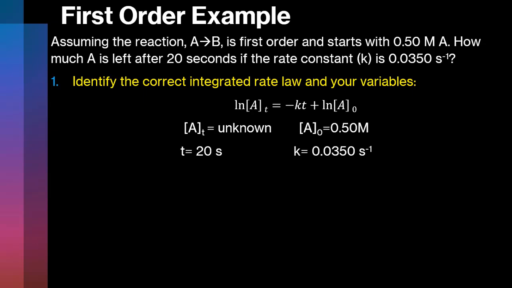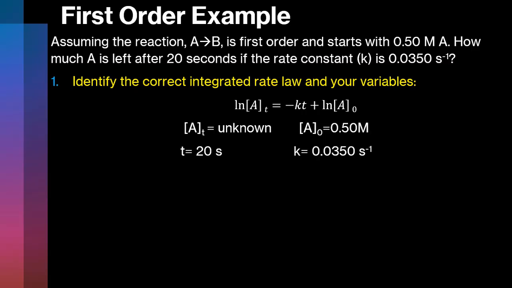So in this case, because it's first order, we're going to use the natural log of A t is equal to negative kt plus the natural log of A naught. A t is the variable that we're solving for. A naught is 0.50 molar. t is equal to 20 seconds, and k is equal to 0.0350 inverse seconds. Again, all of that data was given to us in the question.